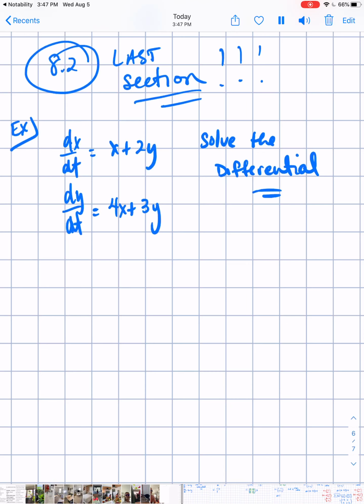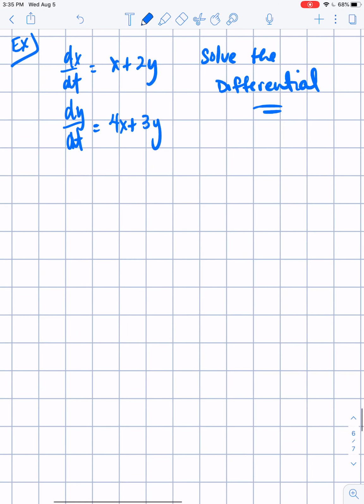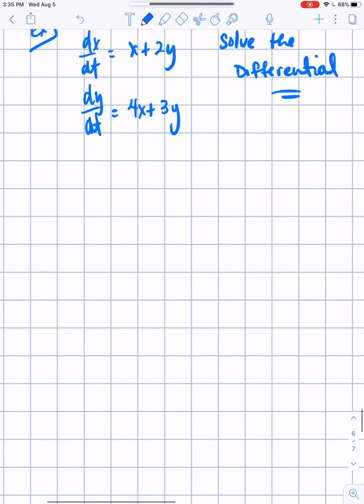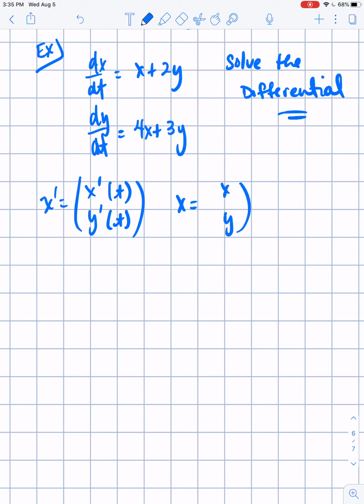Okay guys, the last section that we have is 8.2, and that's solving differentials using matrices. Alright, so a couple things here. When you're dealing with dx over dt and dy over dt, you have these linear functions, and x prime will be x prime, y prime of t, and x is going to just be x and y of t, you could say.